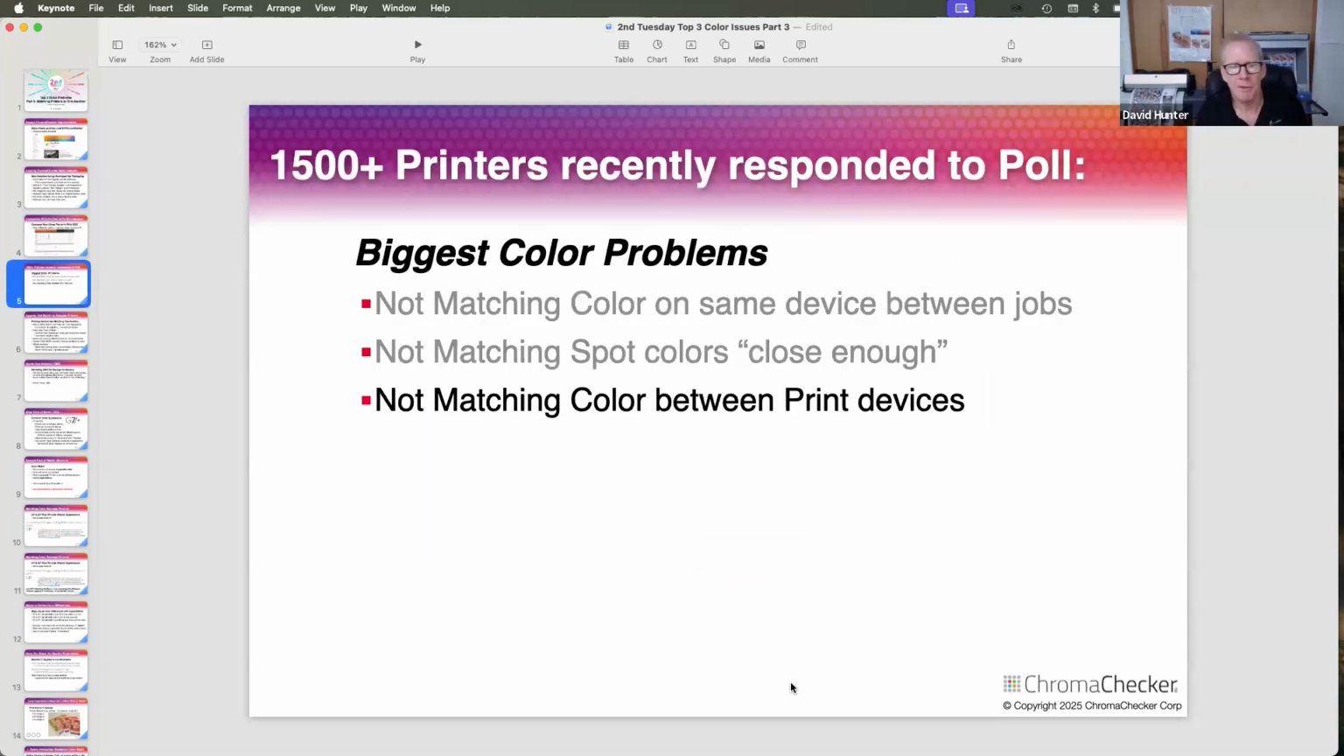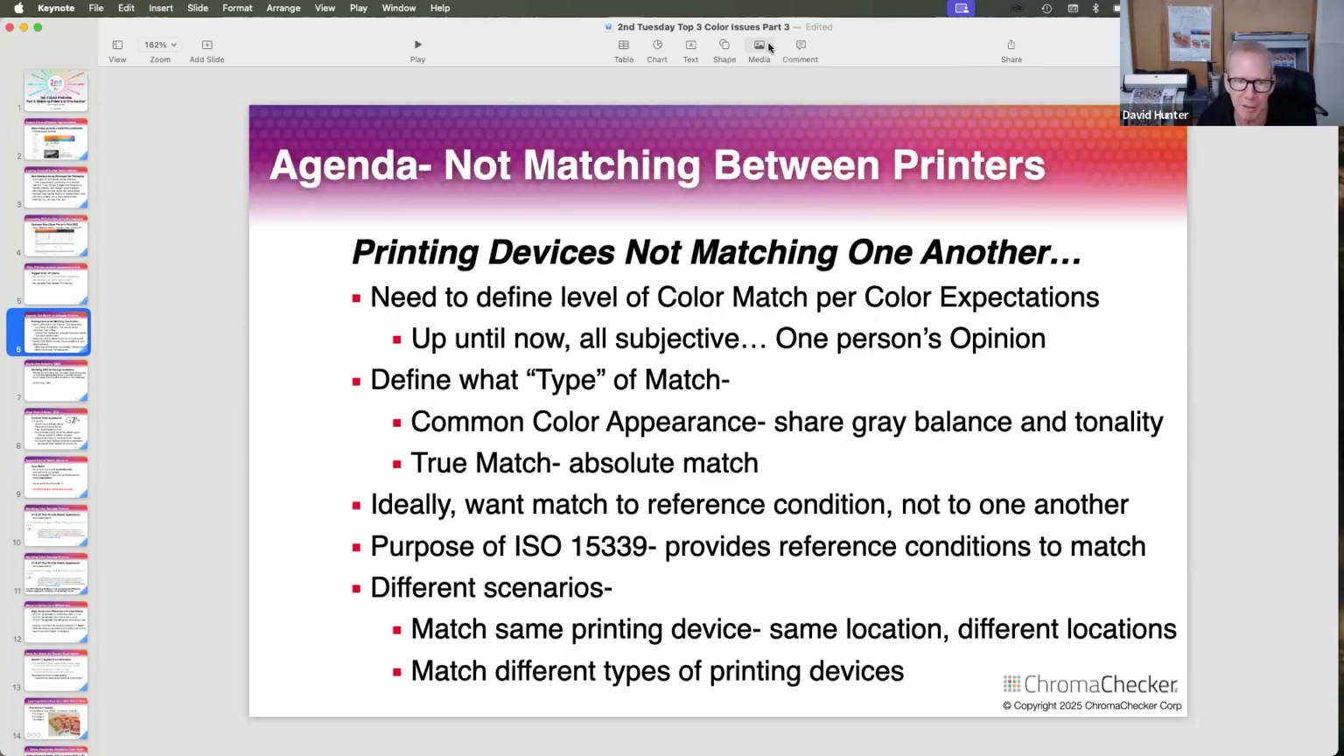Today is part three of our three-part series. The first part was about matching color on the same device between jobs, which, if you don't have that managed, forget about this session, because you've got to have your device matching color within the printer itself over time before you ever start trying to match printers to one another. Then last month, we talked about matching spot colors closer. And this month, it's a much more sophisticated topic of how to match between printing devices.